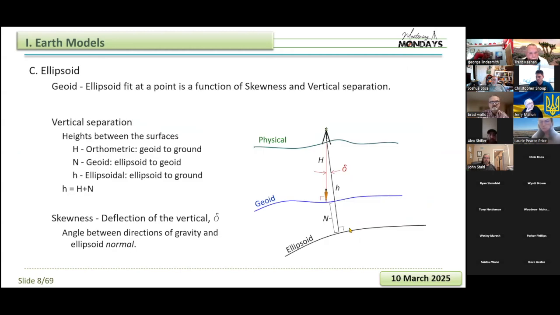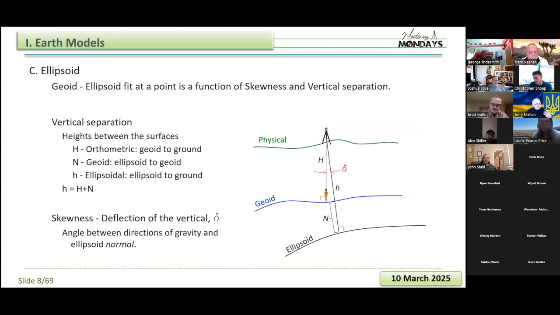Now, there are two parameters that we normally work with when we're talking about how well the ellipsoid fits to the geoid and how well that fits to the physical Earth. There's skewness and there's vertical separation. Vertical separation is the one that most people are familiar with. We talk about an orthometric height, which is the elevation of a ground point above our vertical datum. That's the one that you get by running levels and that type of thing.